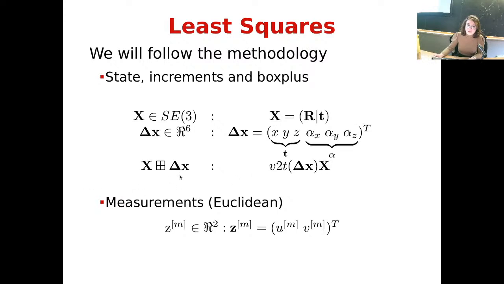Then we have the box plus operator, which is the usual vector to transform. Once more, the vector to transform function is such that when delta x is equal to 0, then the vector to transform of delta x is the identity. Indeed, the box plus operator should allow us to compute the chart around x, move by delta x, and then go back to the chart. Measurements are Euclidean, because measurements are points on the image, which means they are vectors of R2.